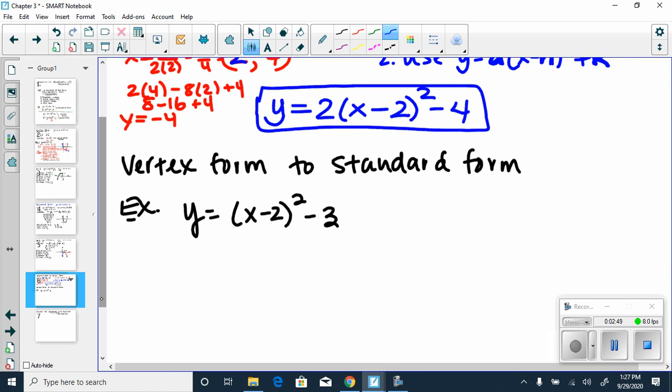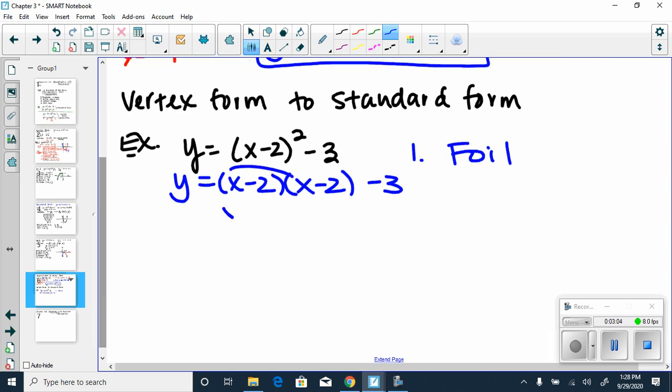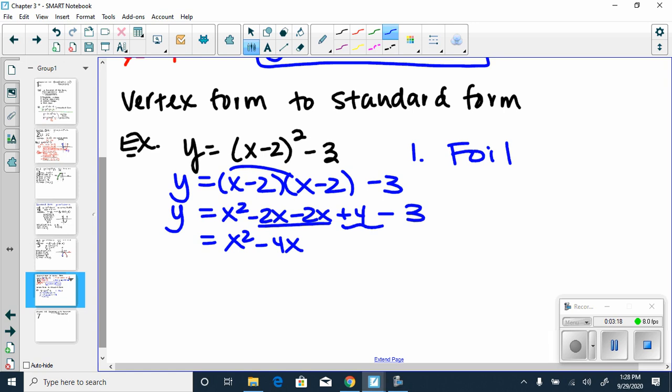Okay? When you're going from vertex form to standard form, you first want to FOIL. Okay? And the FOIL is going to be right here. So x minus 2 times x minus 2. So you're going to want to do that first. Be careful when you FOIL. You're going to get x squared minus 2x minus 2x plus 4. Remember, you get 4 terms when you FOIL. F-O-I-L. Okay? Negative 2x and negative 2x makes negative 4x. And of course, at the end, you are going to have 4 minus 3, which is 1. And voila, you are in standard.